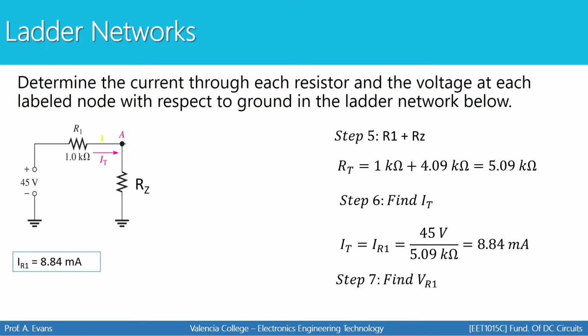Now that I know the current through R1, I can find the voltage across R1. Just use Ohm's Law. And make sure that you label your picture with each voltage as you find it. You're going to need those voltages later.